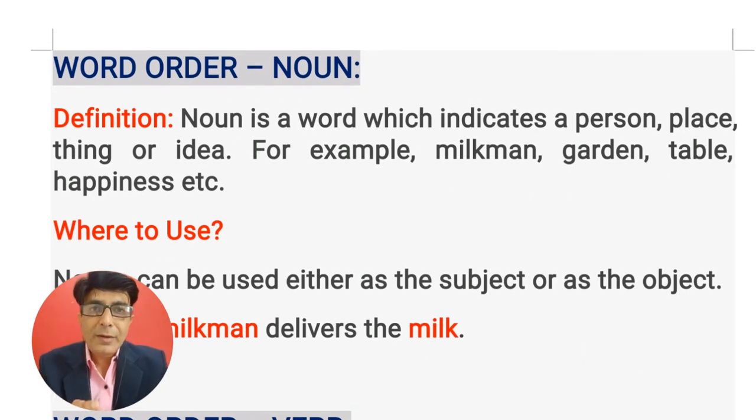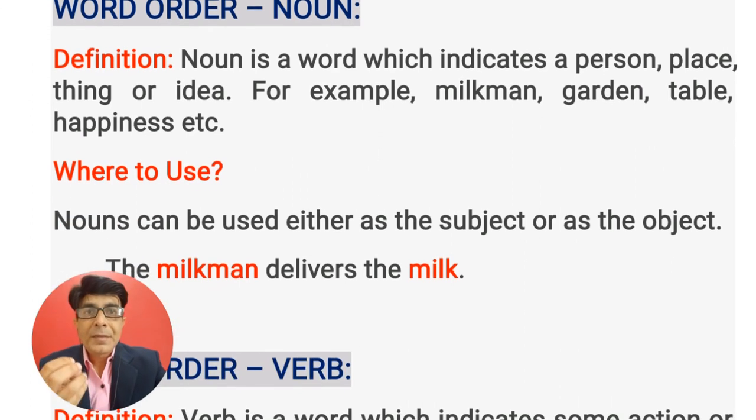Okay, so one by one we will visit all these 8 parts of speech and we will try to understand where they are used. We begin with noun. What is a noun? Noun is a word which indicates a person, place, thing or an idea, right? For example, garden, for example, teacher, or for example, pen, right? Notebook. All these are nouns.